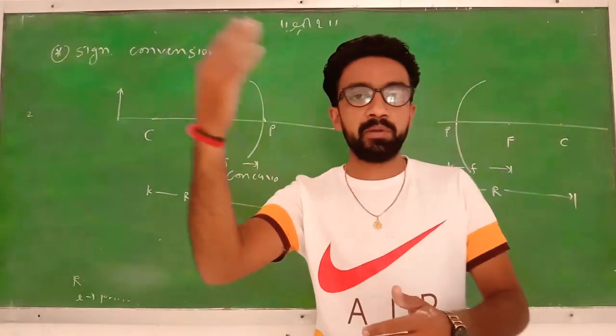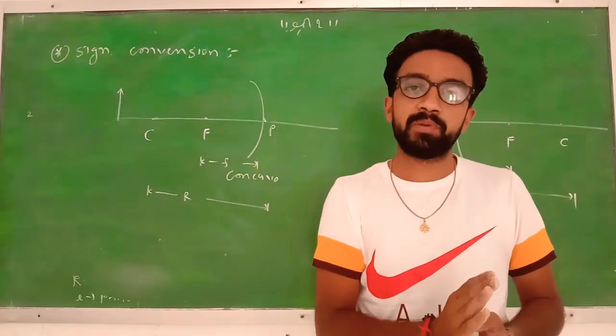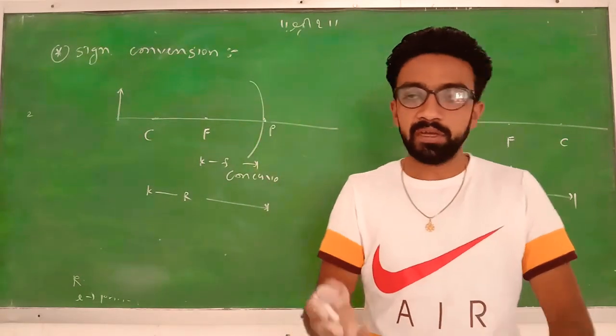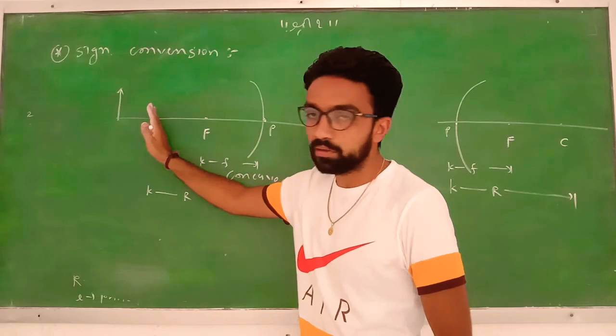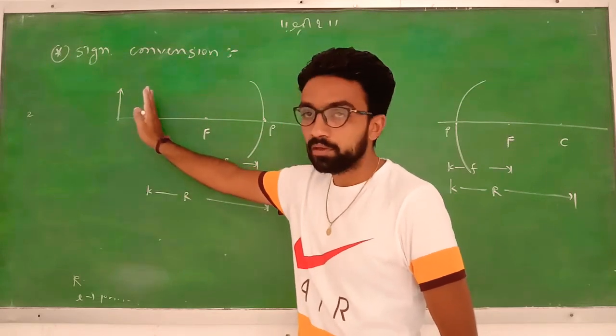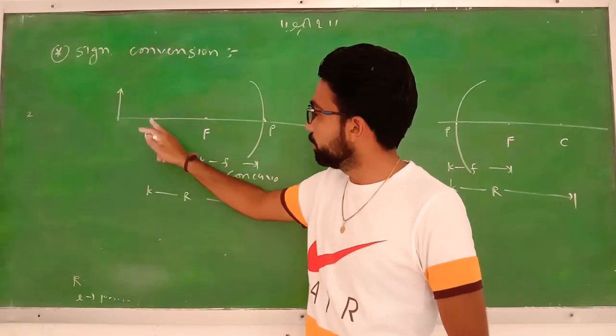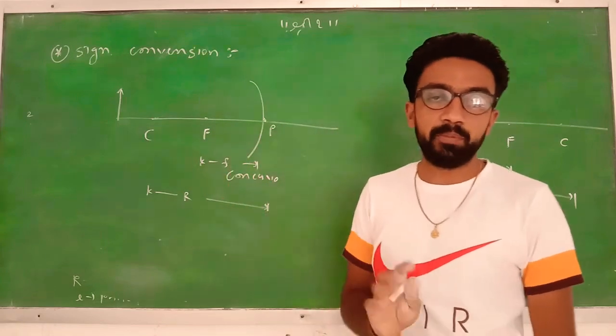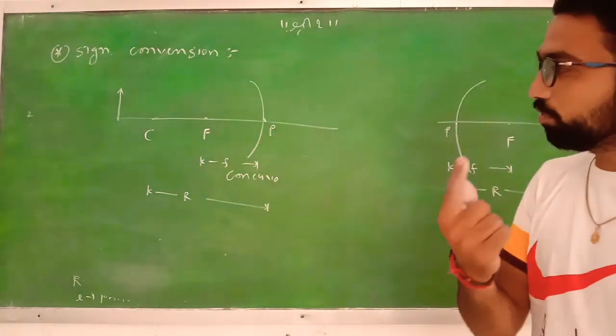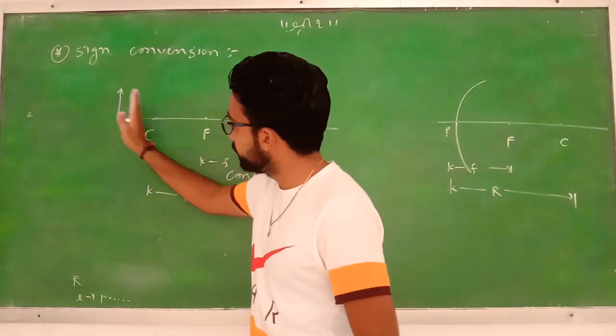When the object is at infinity, the image is formed at the principal focus. When the object is beyond C, the image is formed between F and C. When the object is on C, the image is formed on C at the same point. So we have considered only one case: our object is beyond C.